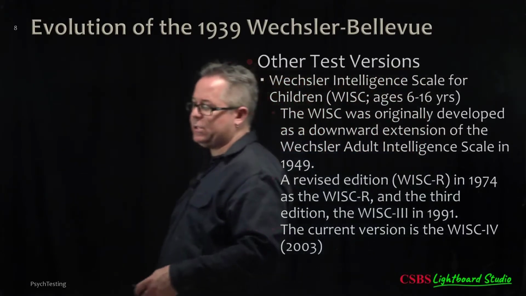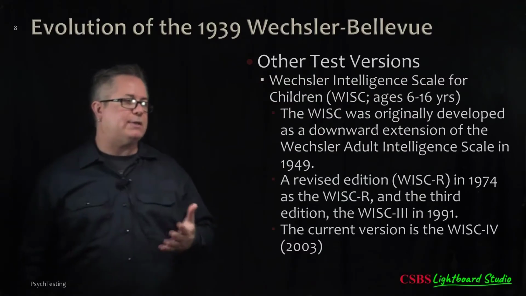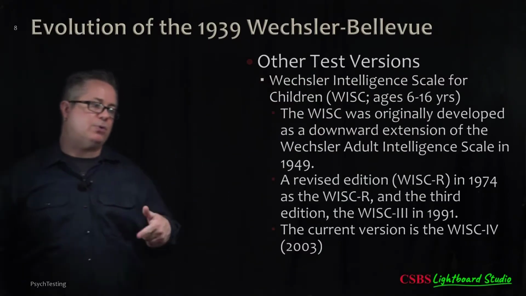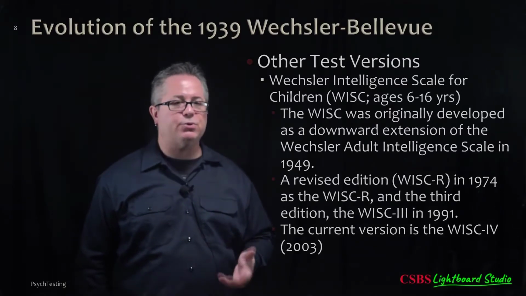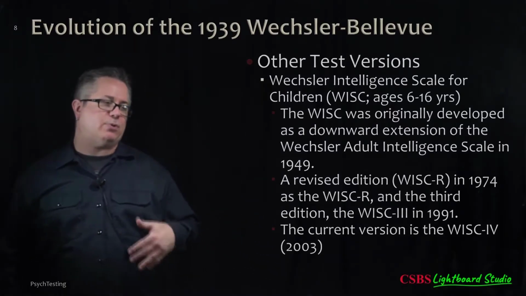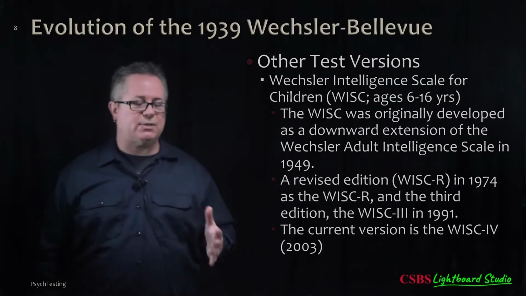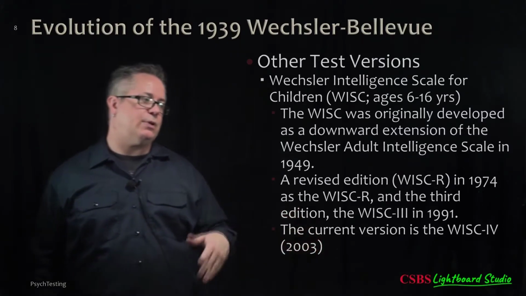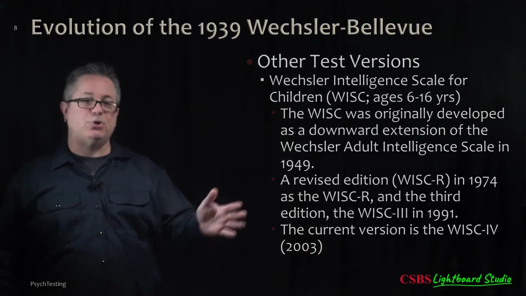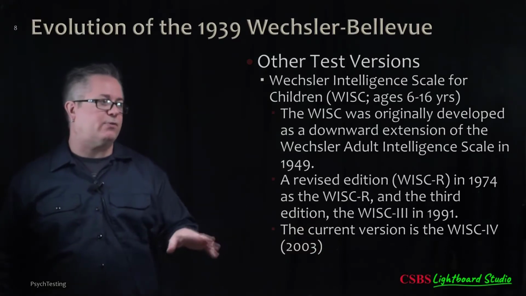Other test versions, instead of having just one test, had the Wechsler Adult Intelligence Scale, and they developed a separate one, which is the Wechsler Intelligence Scale for Children. So the Stanford-Binet was really just one test that was supposed to adapt to being used for children and for adults, and here they just made two different tests. Here's a test for children, here's a test for adults.